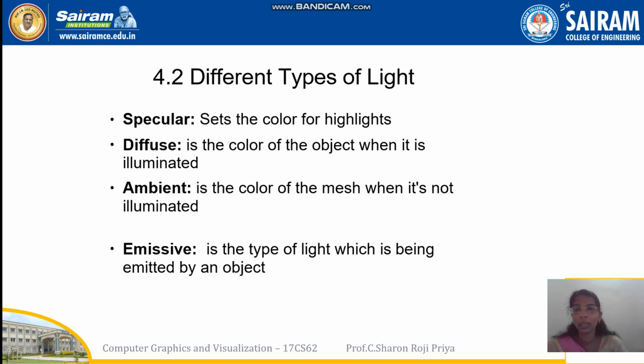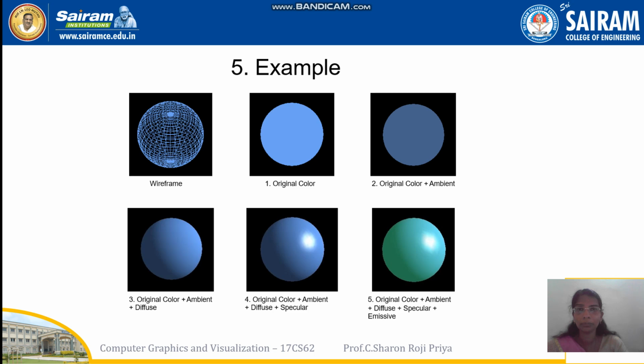And one more type we have is emissive light, the type of light which is being emitted by an object. Here we can see a few examples. The first is wireframe, the original color of the object. Ambient is the color of the object when it is not illuminated. Diffuse is the color of the object when it is illuminated. Specular is the color of the highlight, and emissive is the light that the object is emitting.